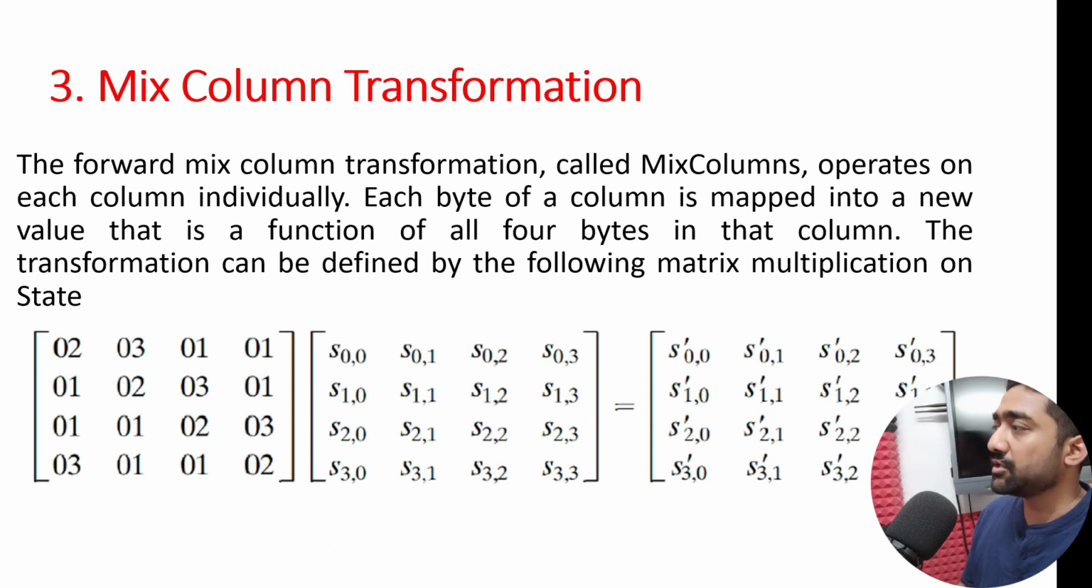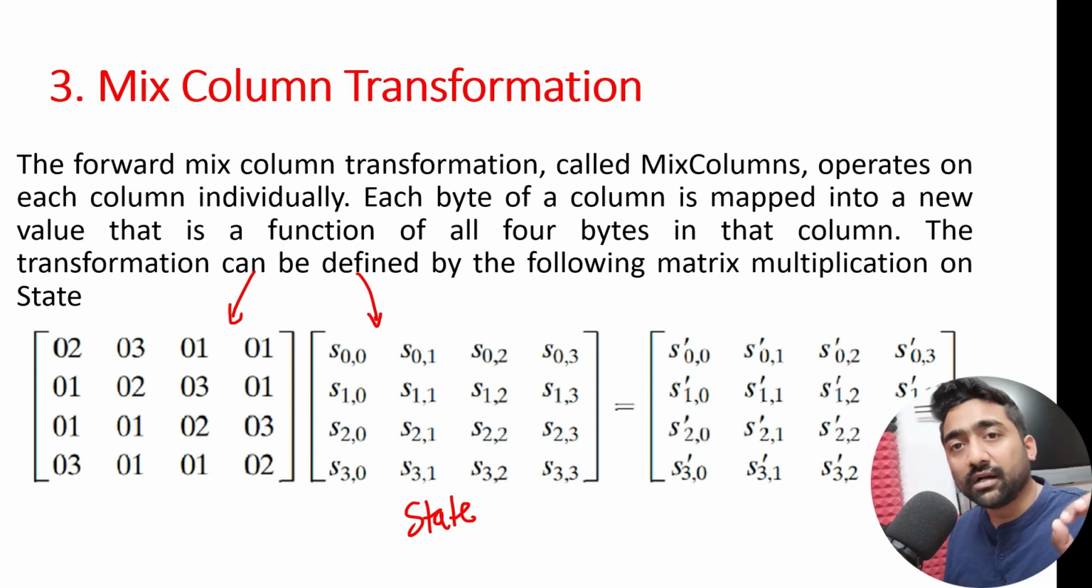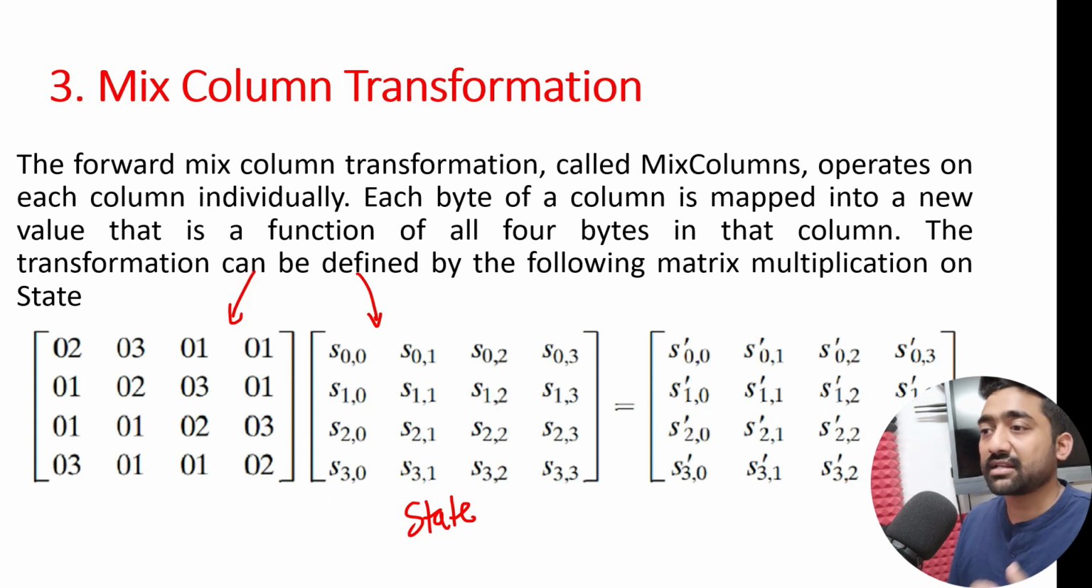Mix column transformation simply looks like a matrix multiplication. As you can see, this is one matrix given, a 4x4 matrix. Similarly, there is another 4x4 matrix. This second matrix is what we call the state matrix, which is nothing but the output of the previous step, shift rows. So these 16 bytes will undergo an operation called mix column transformation. It is nothing but a matrix multiplication with a standard matrix which AES follows.